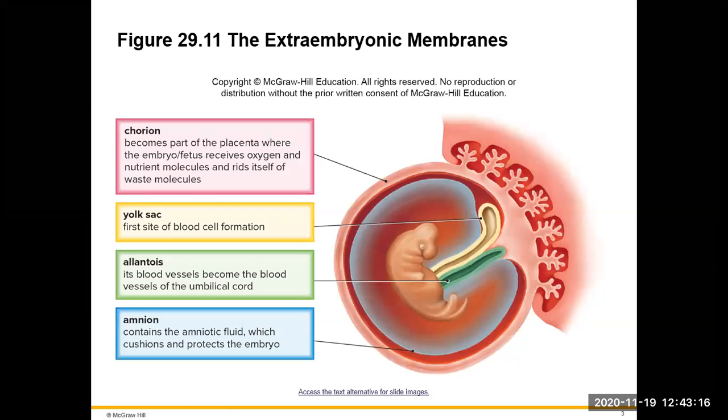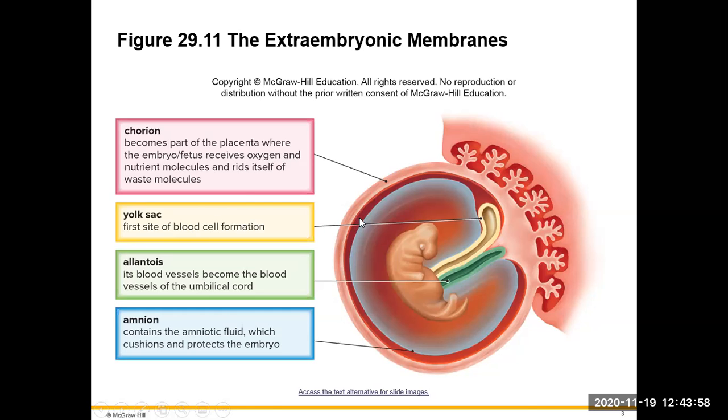So these are the extraembryonic membranes I told you about. We have the chorion, the yolk sac, the allantois, and the amnion. The chorion is continuous with the placenta. In fact, it is part of the placenta. And it is through the chorion that nutrient exchange takes place: nutrients from the mother to the baby, and waste from the baby to the mother.